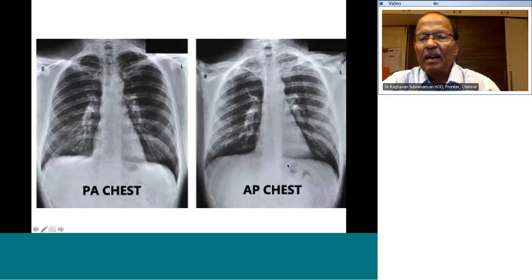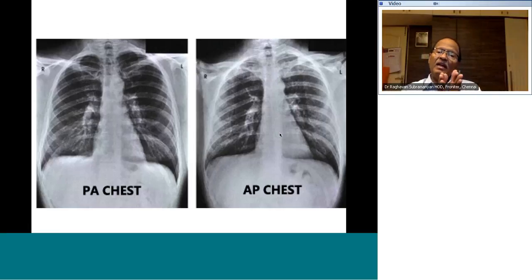Why is that? Because here the heart is closer to the X-ray beam. When it is closer to the X-ray beam and away from the X-ray plate, there is a tendency for X-rays to diverge as they come out of the heart and go towards the posterior chest wall and hit the X-ray plate, and that is what is called the apparent magnification. It's also called the pincushion magnification.